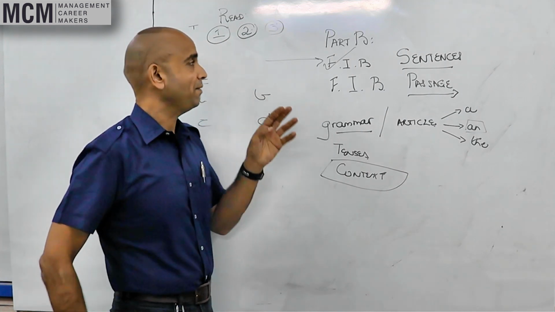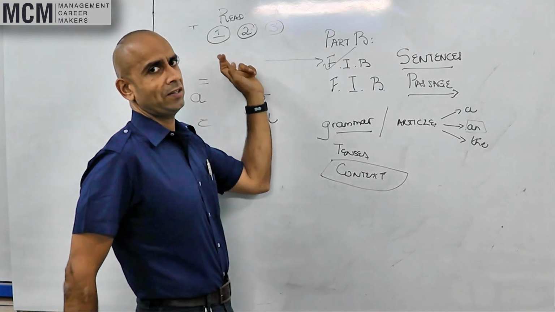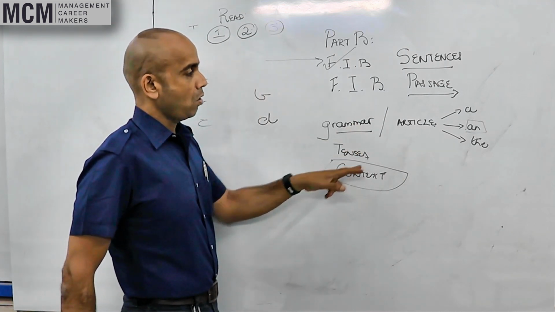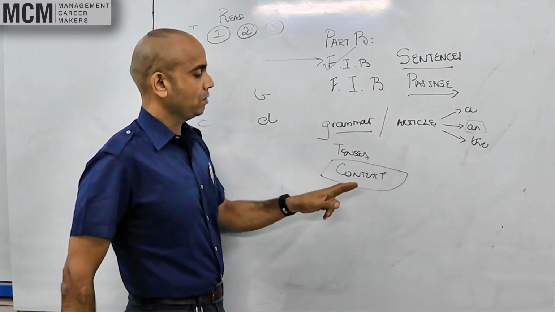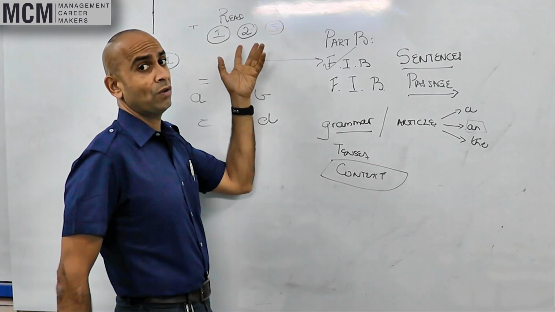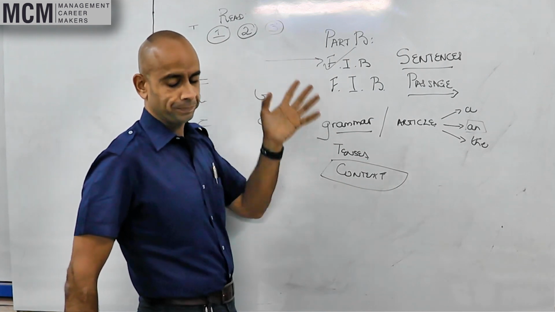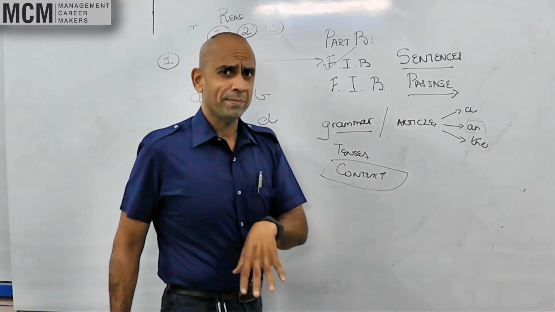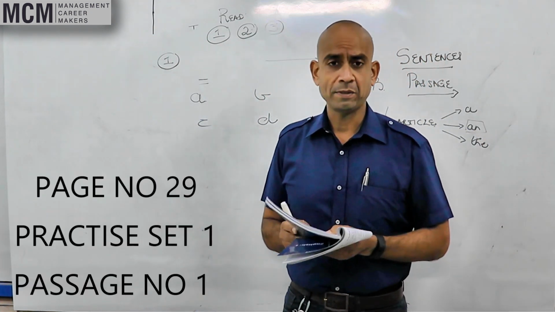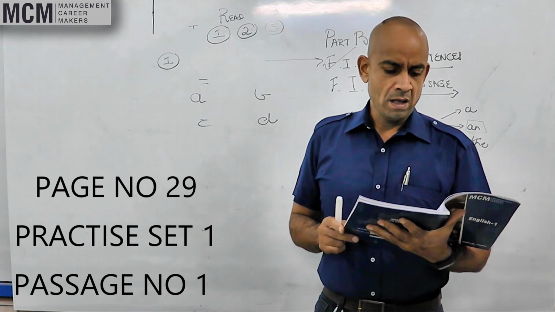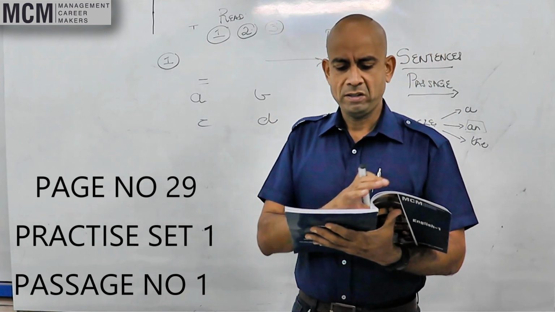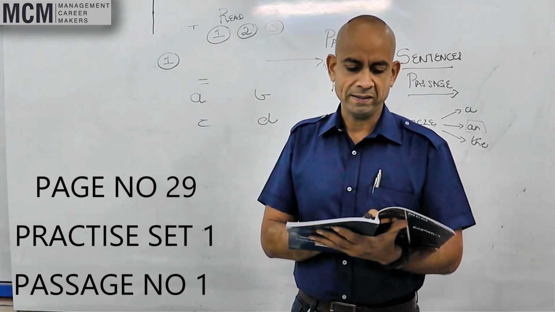Why is this? Because every time you read it, you're familiarizing yourself with this requirement. Grammar, tenses, or maybe the article that has been used. Most importantly, the context, the word inside the passage. So you know that you've chosen the correct word essentially. Let's look at practice set 1, passage number 1. This is page number 29. Read the passage once, alright? It's a small passage, so just read it once with the blanks.